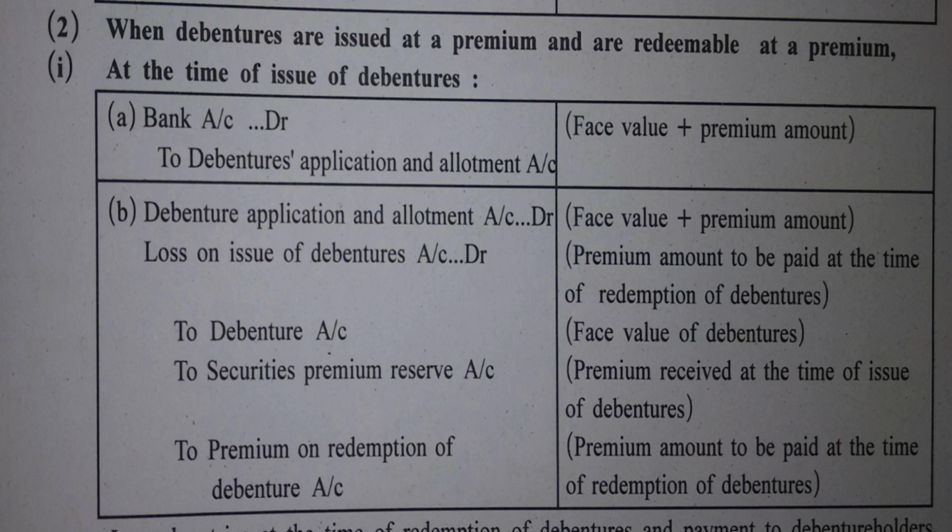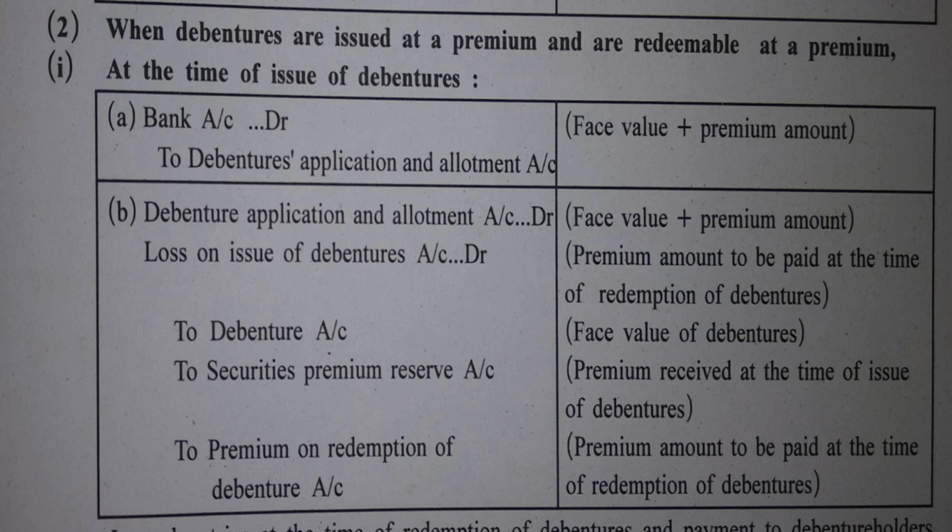First journal entry remains same. The only change is face value plus premium. Second journal entry says debenture application and allotment account debit. Obviously again face value plus premium. Loss on issue of debentures. This is the loss on issue. The amount of premium that is to be paid at the time of redemption of debentures is considered as loss for the company and hence it is debited here. Loss on issue of debentures account debit.